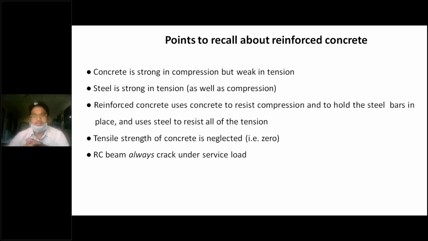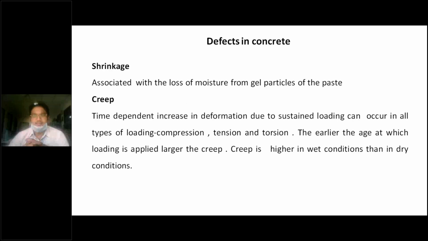And the reinforced beam always cracks under service load. That is the reason why we design these prestressed elements in terms of limit states. And what are the defects in concrete, as we mentioned in the previous slides? These are the two important parameters which we have to consider as losses in the concrete: one is shrinkage, the other one is creep. Shrinkage is associated with the loss of moisture, right? We all know shrinkage is nothing but loss of moisture from the gel properties of the paste, like the cement paste.